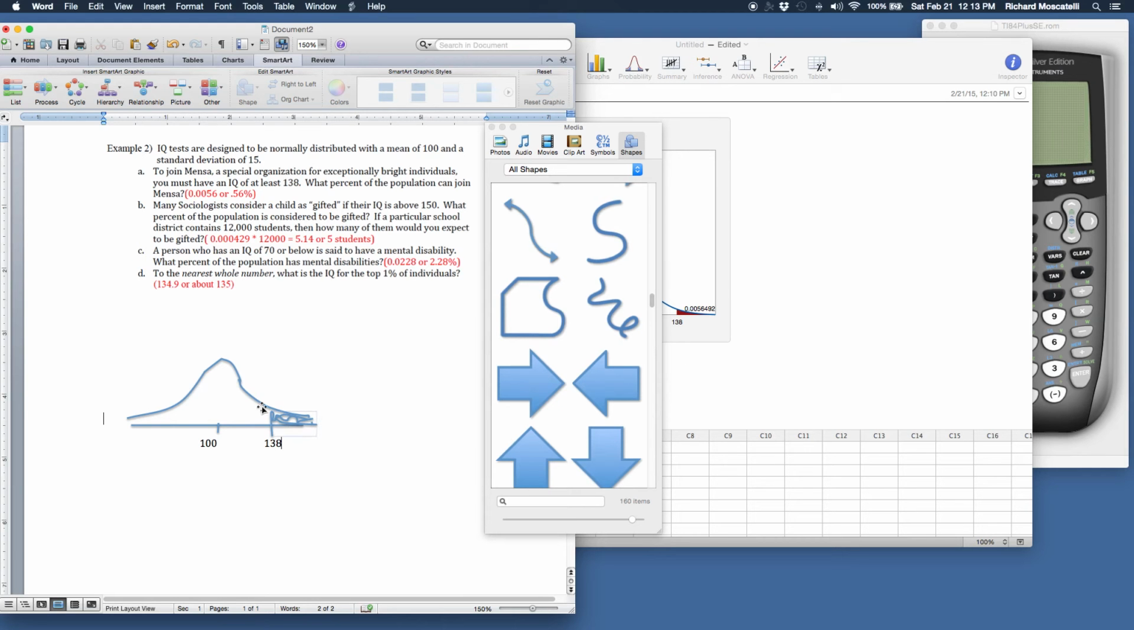Now remember, under the entire bell curve, that's an area of 1 or 100%. But this is the x value here, 138. This is the mean, 100 in the middle. And remember, the spread from center, that's what the standard deviation of 15 is describing.